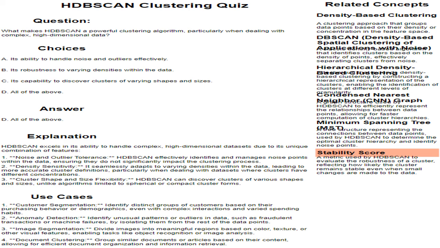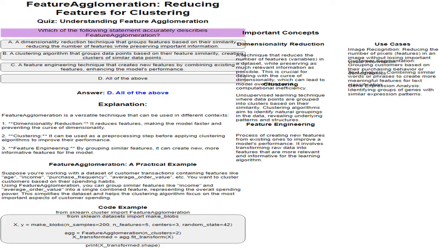Which of the following statements accurately describes feature agglomeration? A. A dimensionality reduction technique that groups features based on their similarity, reducing the number of features while preserving important information. B. A clustering algorithm that groups data points based on their feature similarity, creating clusters of similar data points. C. A feature engineering technique that creates new features by combining existing features, enhancing the model's performance. D. All of the above.